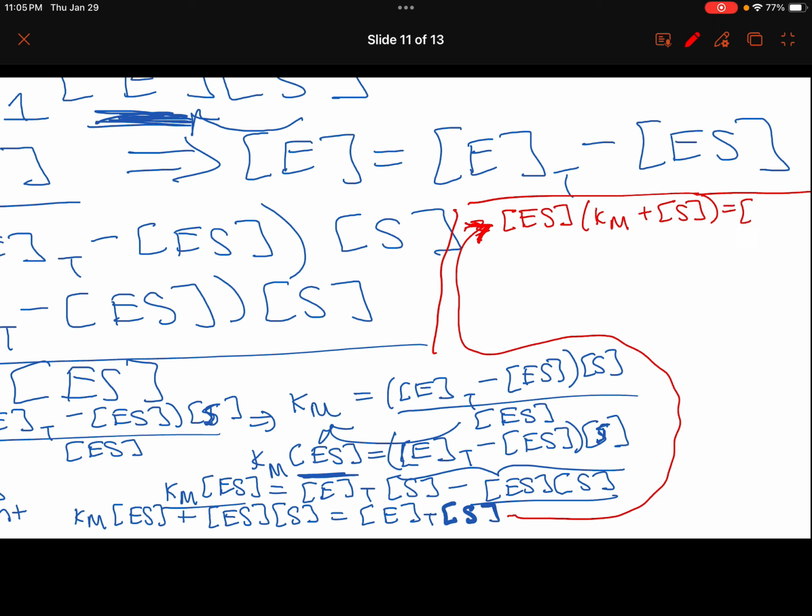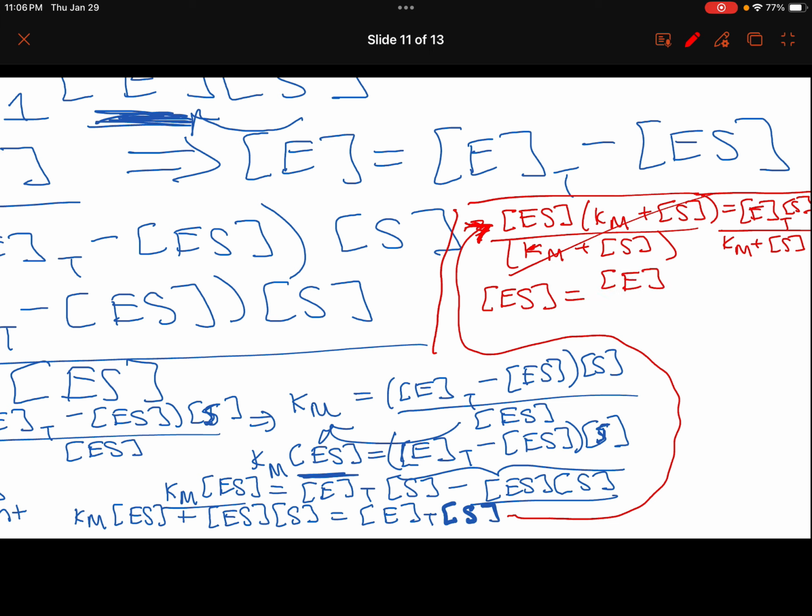Is equal to our total enzyme times our substrate concentration. Now we can divide this by our Km plus substrate concentration. So that cancels. And now we have our enzyme substrate complex concentration by itself. And we're going to use this on the next slide.